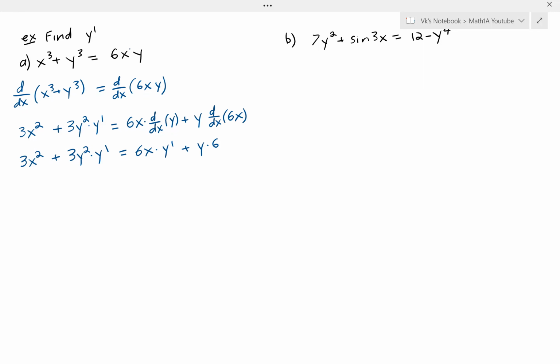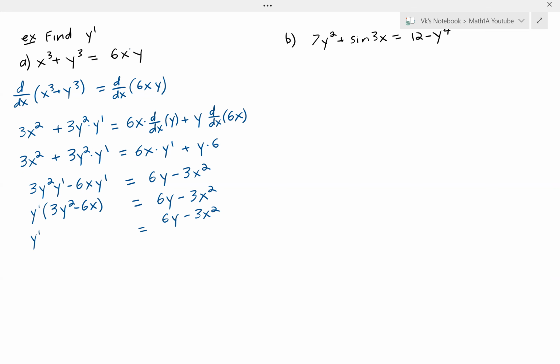From here, we can solve for y prime algebraically. Move the common terms to one side. 3y squared y prime minus 6x y prime equals 6y minus 3x squared. Factor out the y prime, we have y prime times (3y squared minus 6x) equals 6y minus 3x squared. And so y prime is 6y minus 3x squared over 3y squared minus 6x.